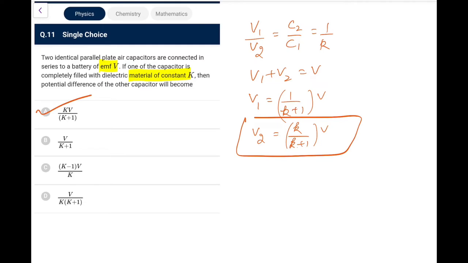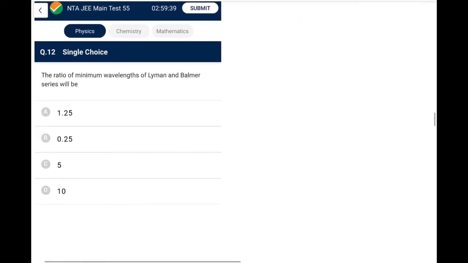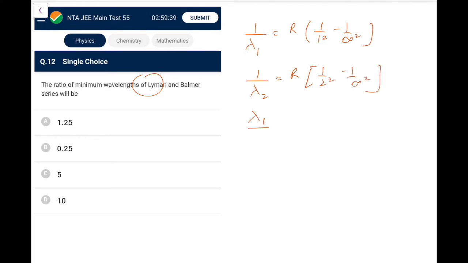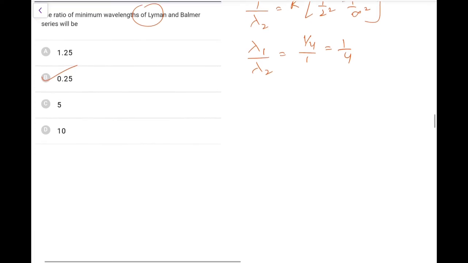Next one, the 12th one. The ratio of minimum wavelength of Lyman and Balmer. I am doing this too many times, let me do it again. 1 upon lambda 1, that is the minimum of Lyman, is equal to R into 1 upon 1 square minus 1 upon infinity square. You know this is infinity to 1. And 1 upon lambda 2 is 1 upon 2 square minus 1 upon infinity square. So if I do the reverse calculation, lambda 1 by lambda 2 would be 1 by 4 upon 1, that is 1 is to 4. So 0.25, go for option B. You can directly make it out.